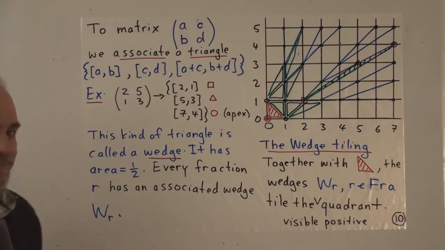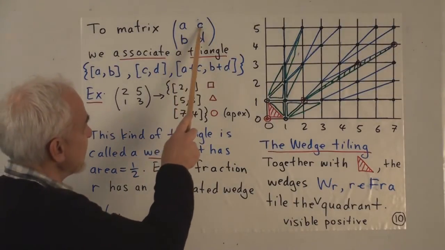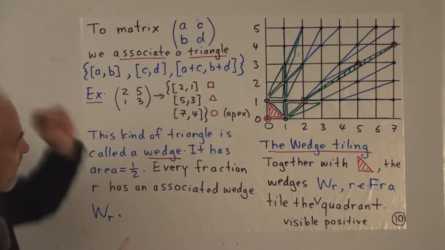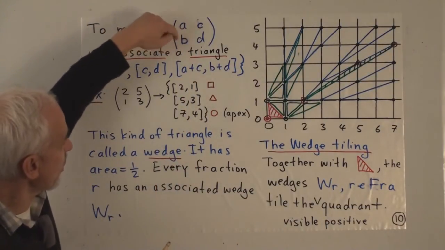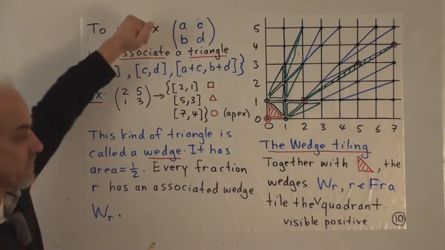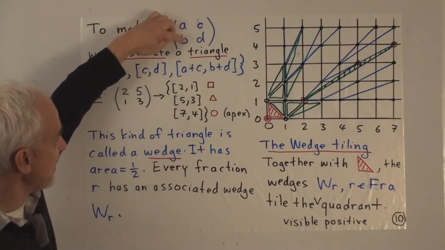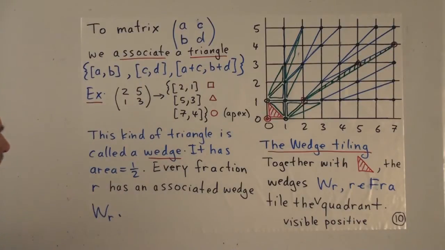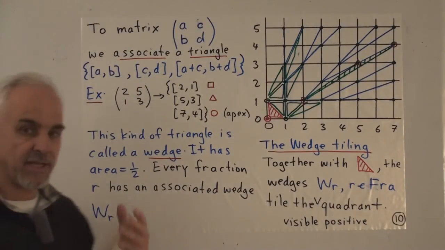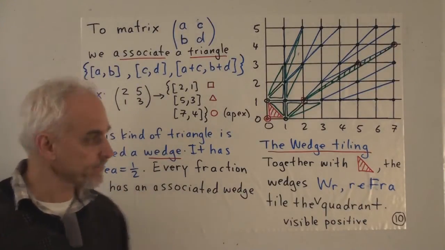So let's make the following sort of definitions. Consider the matrix A, C, B, D. I purposely changed the order of the four numbers from what I usually do. Usually I write A, B, C, D. Now there's an A, B, C, D. Suppose that's a matrix in the Stern-Brocot tree somewhere.